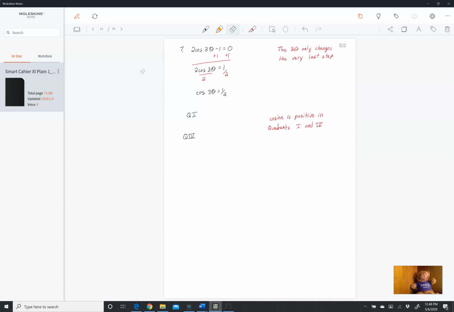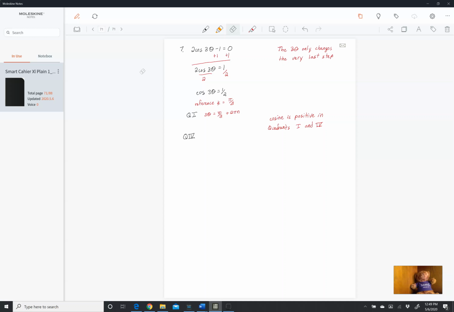What's our reference angle? Well, we're looking for where the cosine is equal to 1/2. So the cosine is equal to 1/2. The reference angle is pi over 3. So here's the difference, okay? We're not saying that theta is equal to, we're saying 3 theta is equal to. So in quadrant 1, 3 theta is just equal to pi over 3. And there's no interval, so we do 2 pi n.